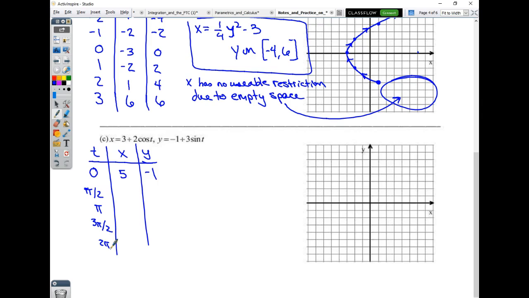All right. So at t is equal to pi halves, what is x? 3 plus 2 cosine of pi halves. That's hard to say. 3. Thank goodness. What about -1 plus 3 sine of pi halves? Okay. At pi? Three halves.